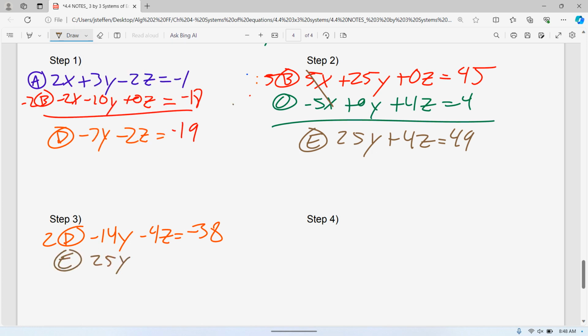25y plus 4z. When I put those together, that is 11y, equal to 11.